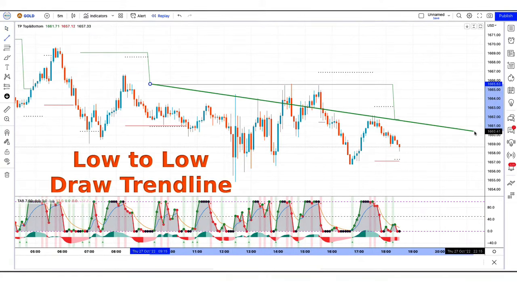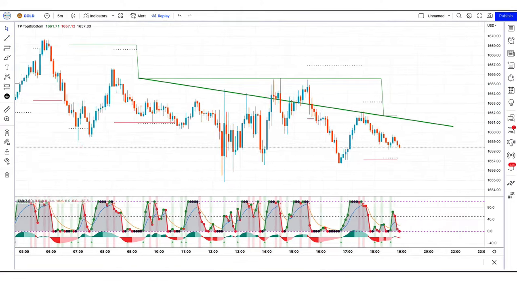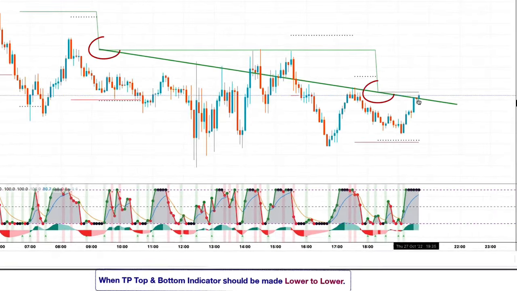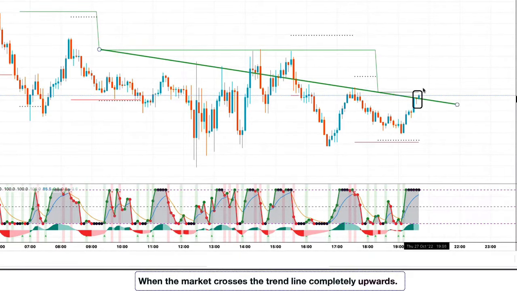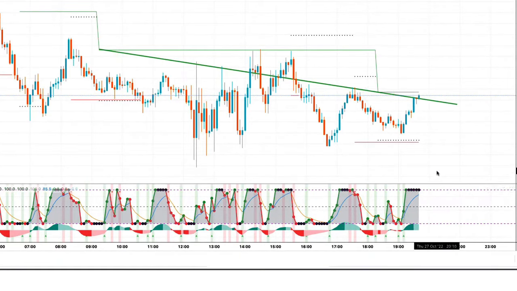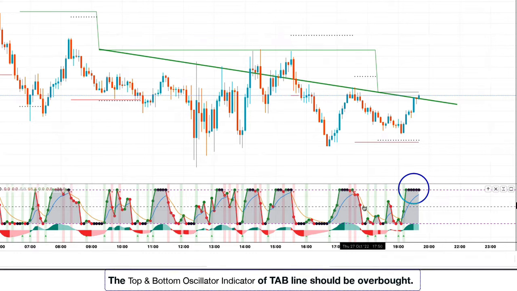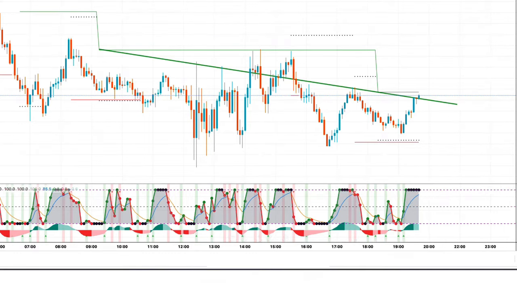First of all, we draw low to low trend line, which the TP top and bottom indicator should make as low to low in green line. When the TP top and bottom indicator should be made lower to lower, and when the market crosses the trend line completely upwards, the top and bottom oscillator indicator of TAB line should be overbought. If this condition is fulfilled, then we will place buy order.